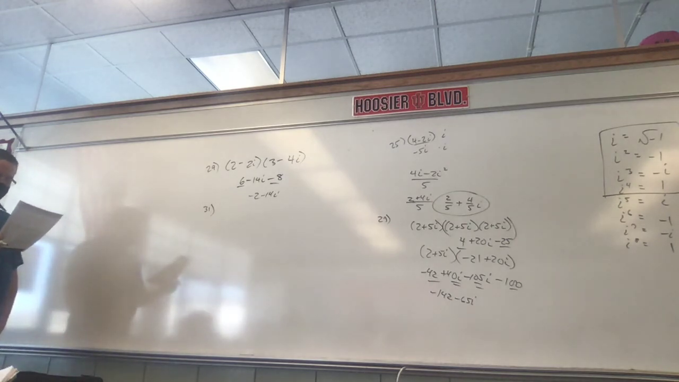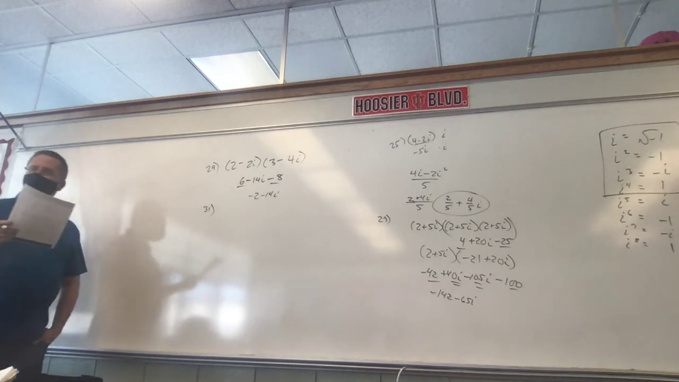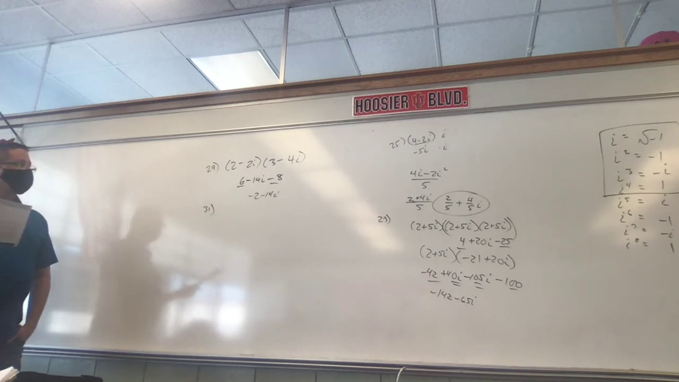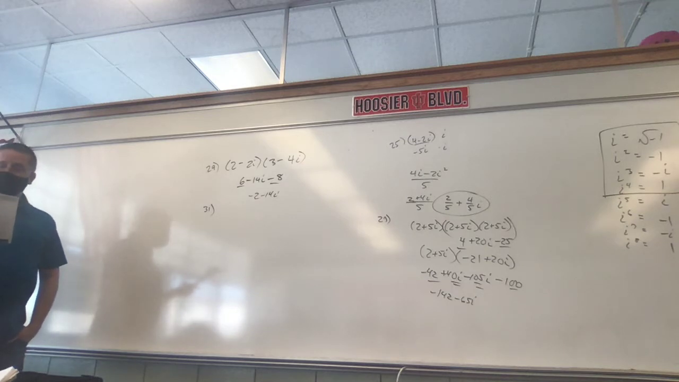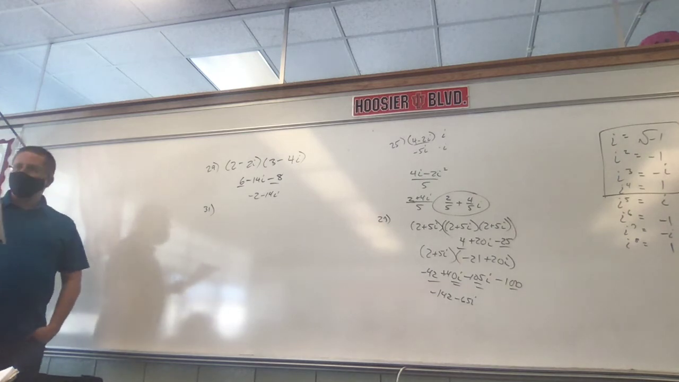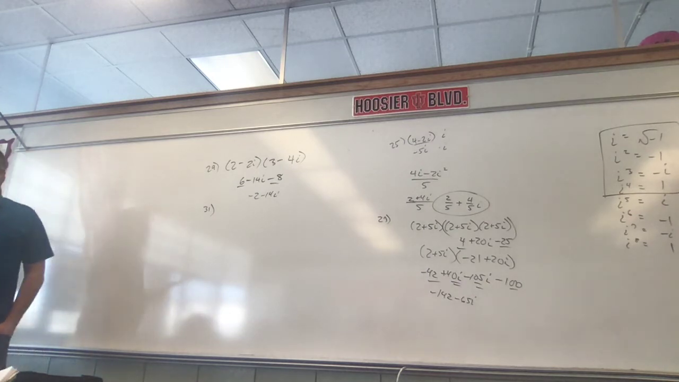Skip 31. 31 and 32, cross them off. Why did we put i's after once we were done simplifying the radicals? Because they are. Radical negative 4, radical 4 is 2. Radical negative 4 is 2i. The square root of a negative is imaginary. Oh, yeah. That's what this lesson's all about.